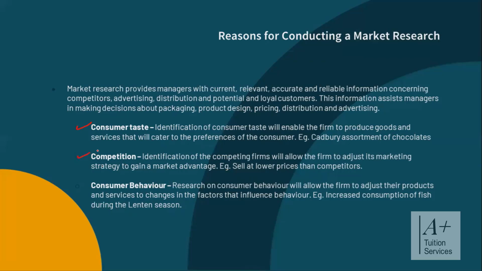Next, we have competition. So identification of competing firms will allow the firm to adjust marketing strategy to gain a market advantage. And there's something that you will learn eventually in your years of maybe studying business, something called competitive advantage, which a man called Michael Porter came up with. Competitive advantage is basically how you gain your competitive edge to stay above the market, right? So a strategy that most consumers do, and I do, for example, when I sell something, I tend to sell it at a lower rate compared to most people, because I know price is a major factor governing a consumer's choice, right?